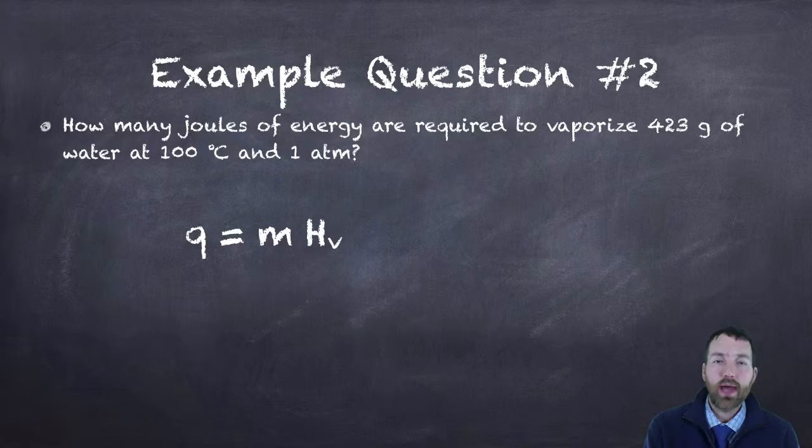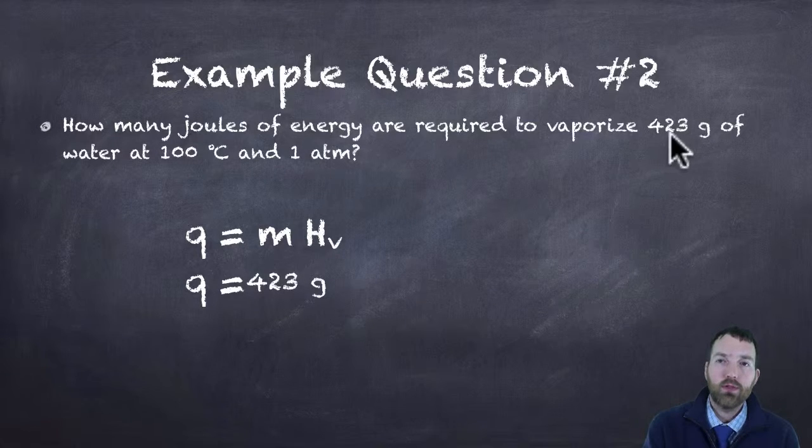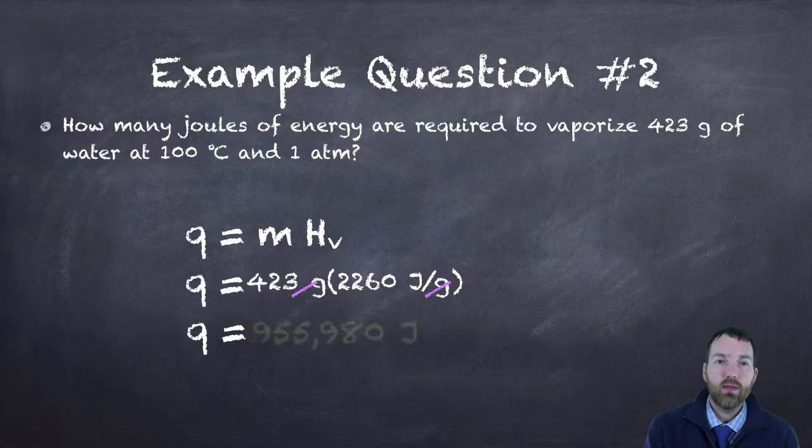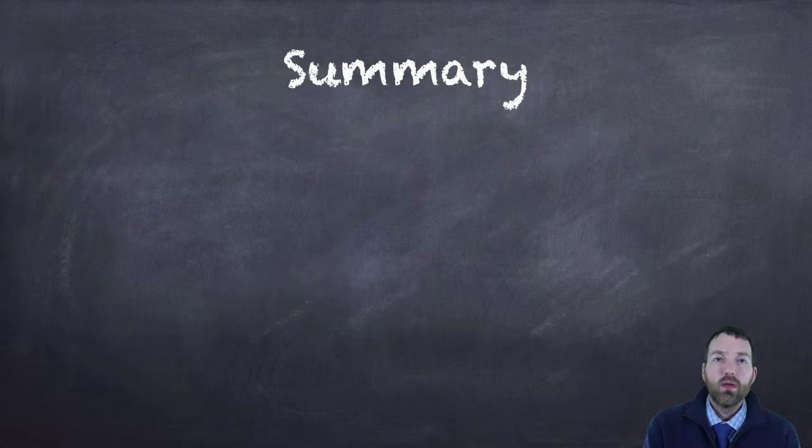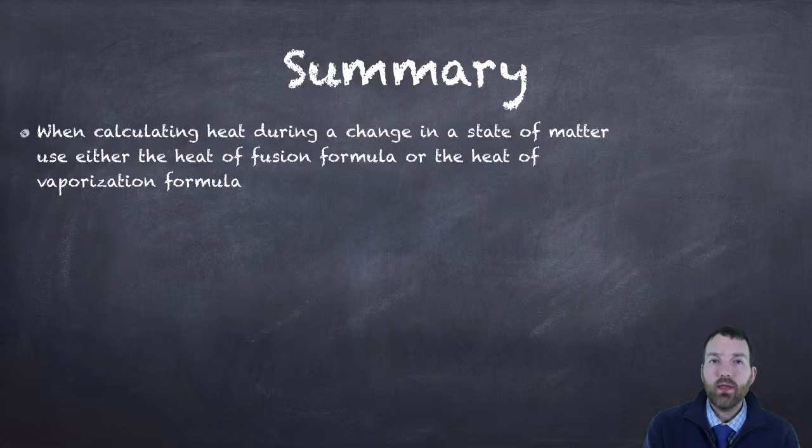So Q equals mass times the heat of vaporization, where mass is right out of the problem, 423 grams. The heat of vaporization for water is, of course, right off of table B. That's 2,260 joules per gram. Grams and grams will cancel, and if you multiply those two numbers together, you get 955,980 joules.